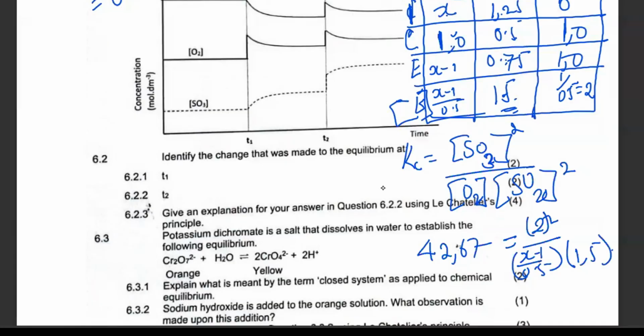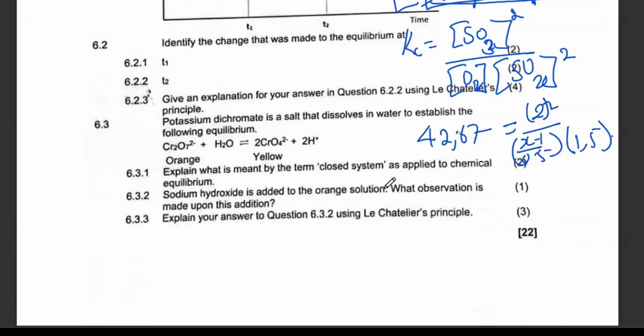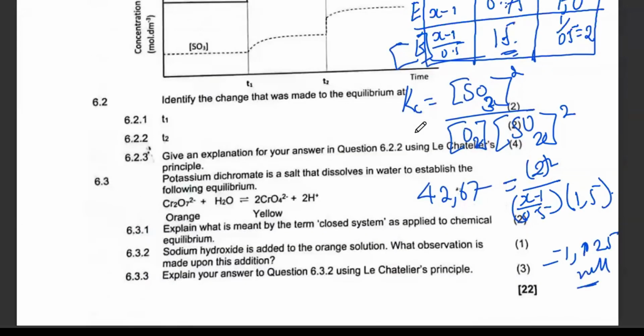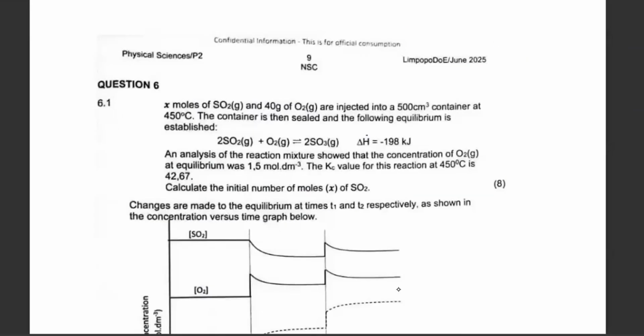Therefore, now I find the value of x, and if we place it in the calculator properly, we find out that x is 1.125 moles. So that was the answer for that question. Basically it was 8 marks, so at least you get those 8 marks.